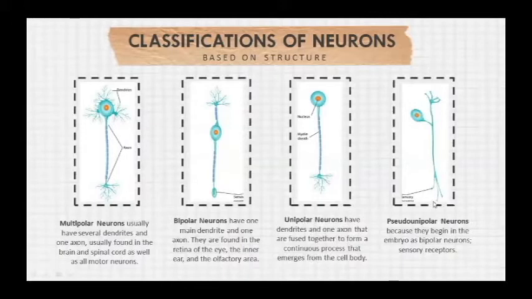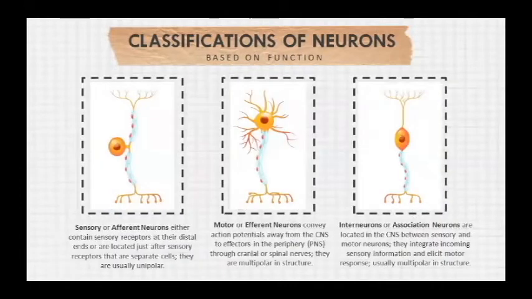So after the structural classification, we have the functional classification. Compared to the structural classification, in functional classification, we only have three classifications of neurons. That is the sensory or afferent neurons, the motor or efferent neurons, and the interneurons or association neurons. The sensory or afferent neurons are called afferent because afferent means towards. Since sensory neurons send information or nerve impulses towards the central nervous system, they are called afferent neurons.